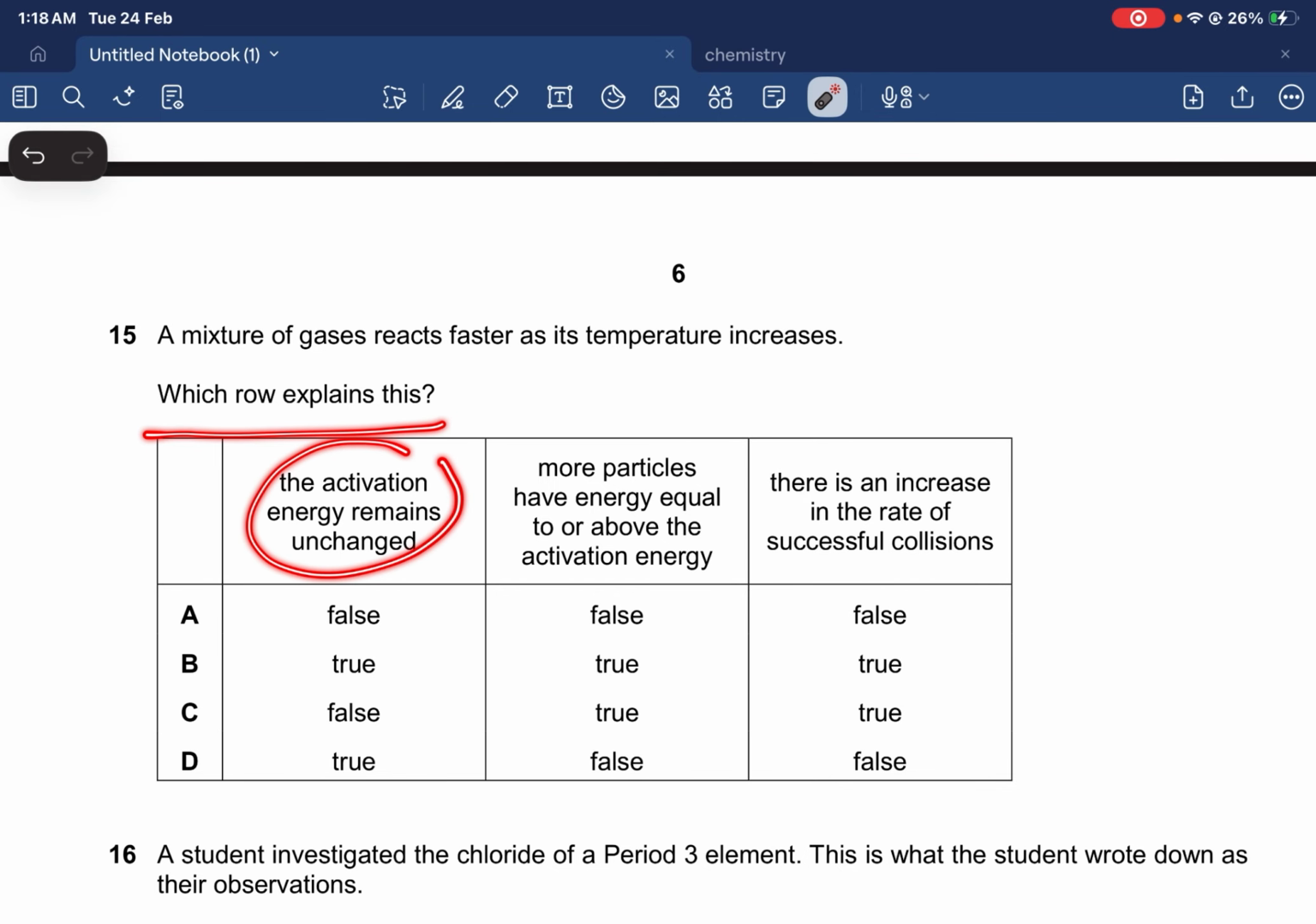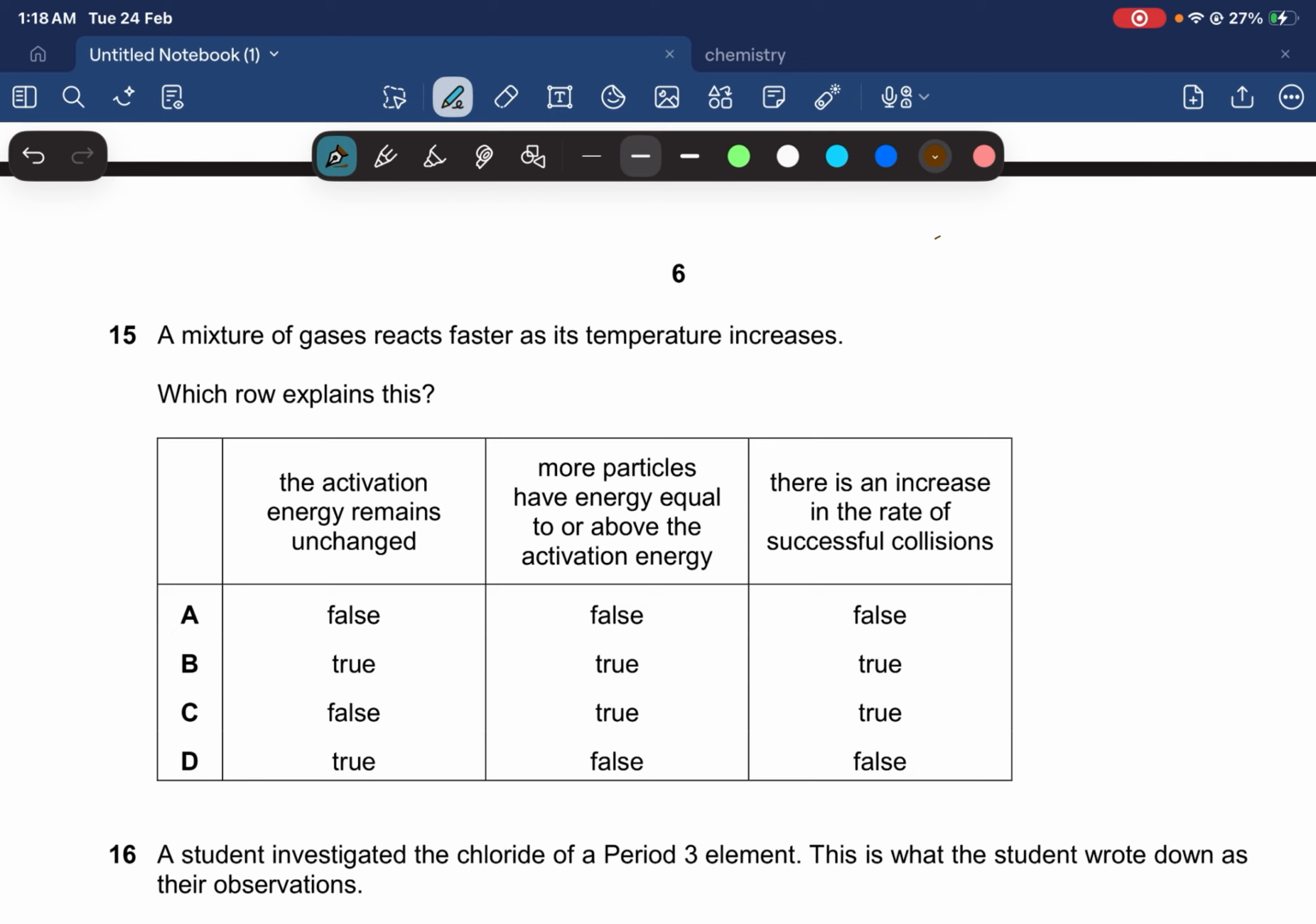The activation energy remains unchanged. True. Temperature doesn't affect the activation energy, only a catalyst does. More particles have energy equal to or above activation energy. That's correct. That's why, because what is temperature going to do to the Boltzmann distribution curve?